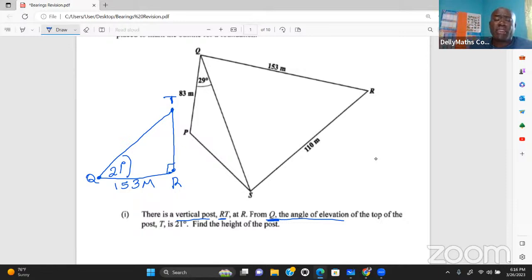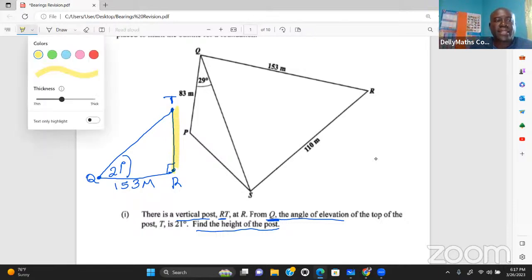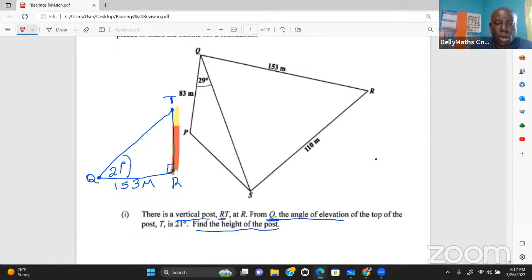The moment I have a right angle triangle, I will be thinking of the trig ratios. The question says, find the height of the post. What are they referring to? We need to find this distance right there. This is what we need to find.